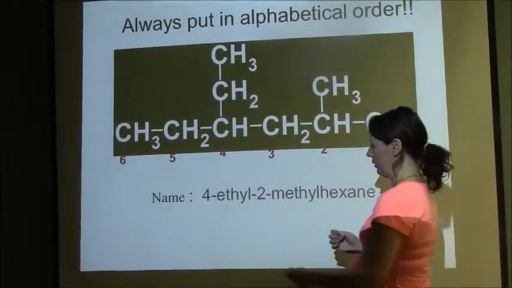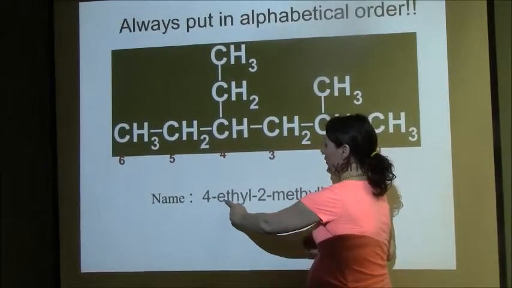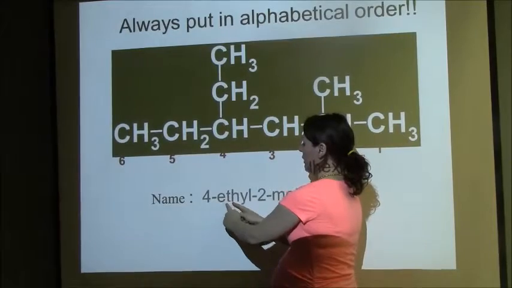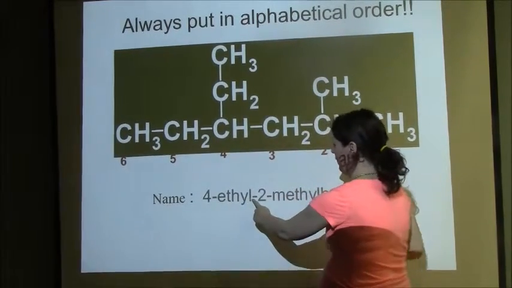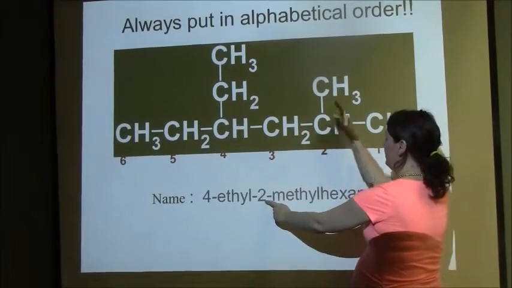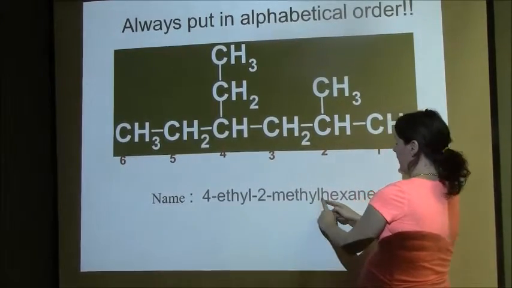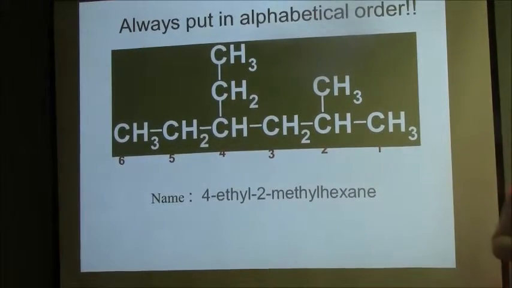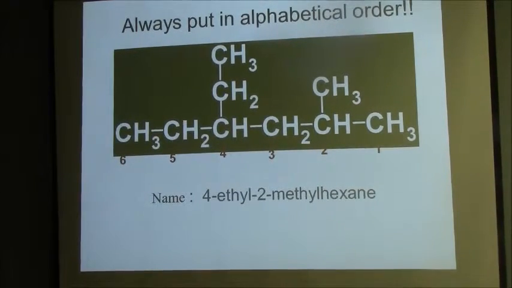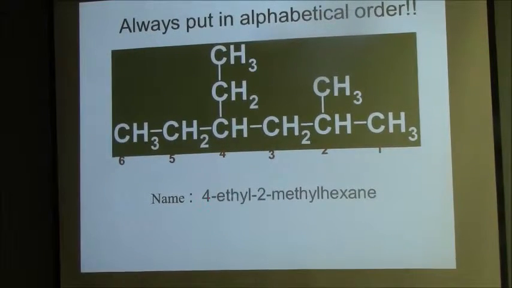So now all I need to do is tell my reader where my substituents are located. We put these in alphabetical order. So it's 4-ethyl. That's telling the reader that carbon 4 contains an ethyl group. Then we put a dash. 2 contains a methyl group. And then we just put the parent chain, hexane, with no space in between the two. All right, make sure you understand why it's 4 before 2. It's 4 before 2 because E comes before M.